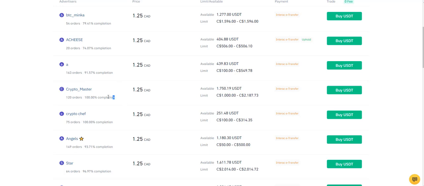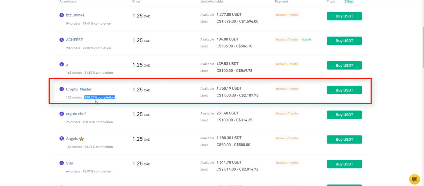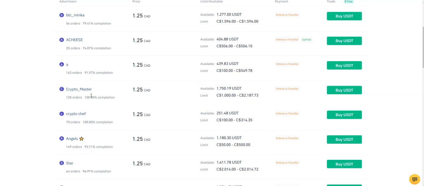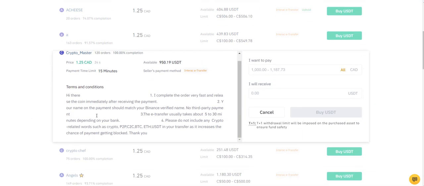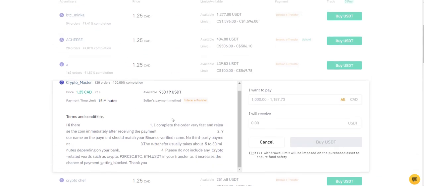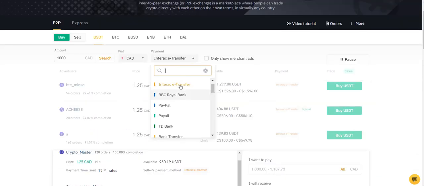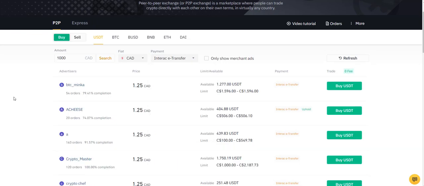So here, this guy made 120 orders and 100% completion. So he would be somebody that is trustworthy. So in this case, I would select this guy and go and buy my USDTs. It's as simple as that. Then you just need to follow the instructions that are here, depending on what selection of payment you want to work with. So buying crypto is as simple as that.